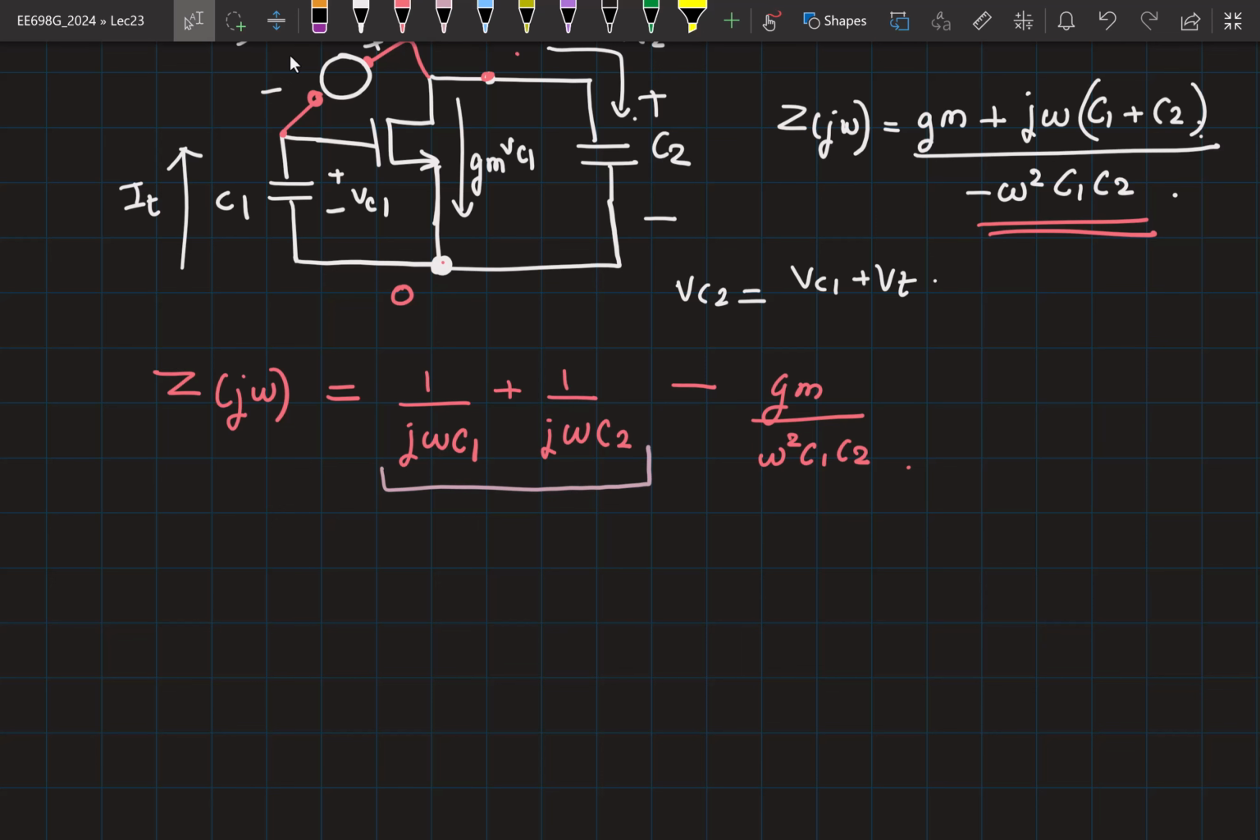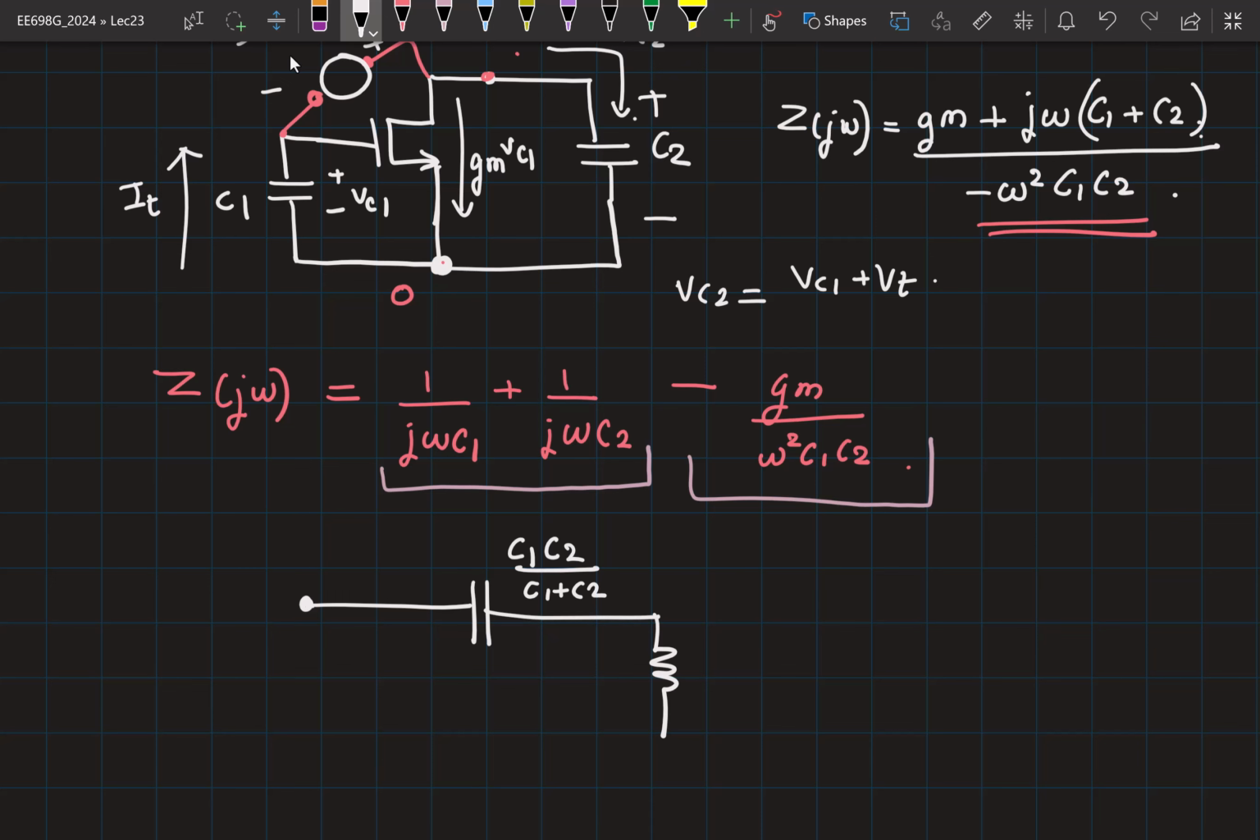What is this connection? C1 and C2 are in series. Right, so C1 and C2 are in series. This is in series with a negative resistance. Is that clear? So this equivalent circuit is C1 in series with C2. So this has a capacitance value of C1 C2 by C1 plus C2 with a negative resistance whose value is given by minus GM by omega square C1 C2.